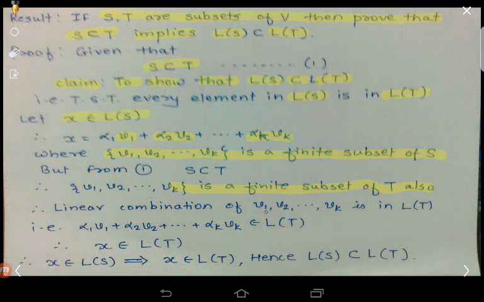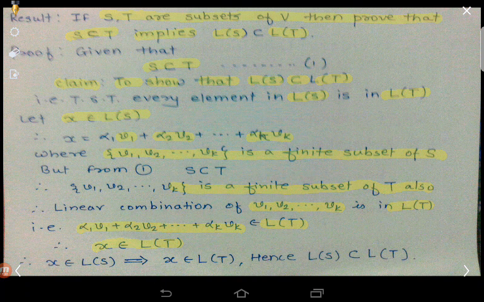Also, the linear combination of the elements of that finite subset, that means the linear combination of V1, V2 up to Vk, is in L of T. Why is this in L of T? Because already we have proved that V1, V2, ..., Vk is a finite subset of T. So automatically its linear combination is a member of its linear span, that is the linear span of T. And this linear combination is equivalent to X, therefore X belongs to L of T. So in this result we have proved that every element of L of S is a member of L of T. Hence L of S is a subset of L of T.